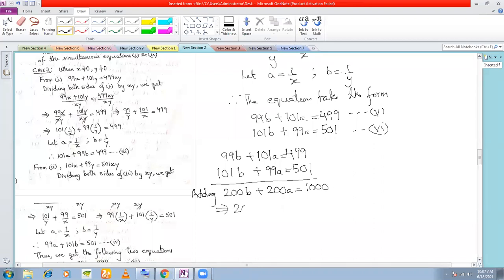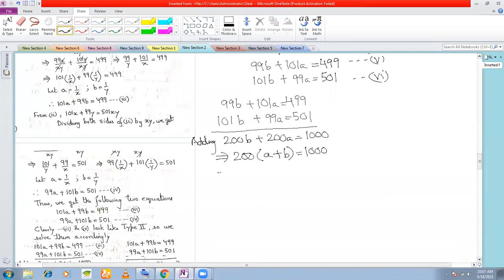Now you can take 200 out. You get a plus b is equal to 1000 by 200. That means a plus b you're getting as, this cancels, 5 times 5. Let us call this 7. Now we subtract the two equations.